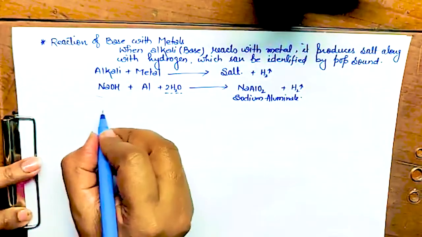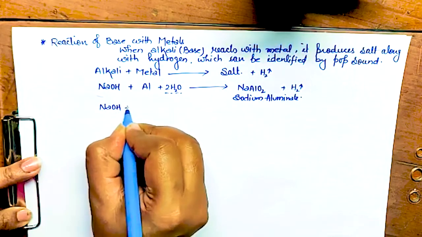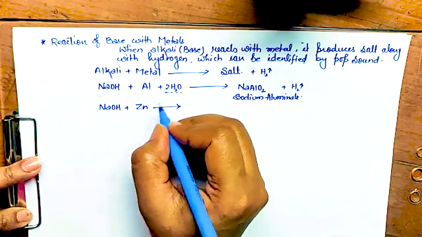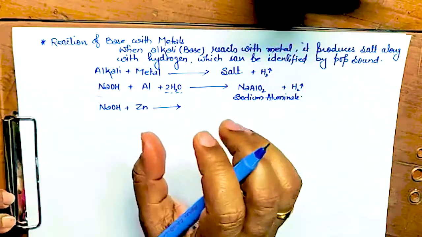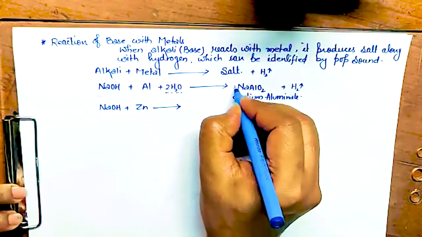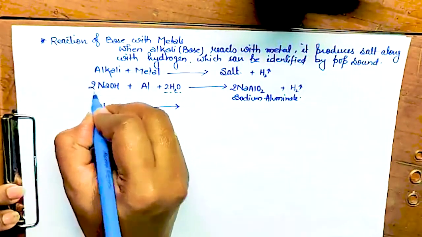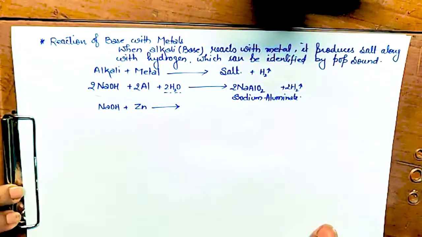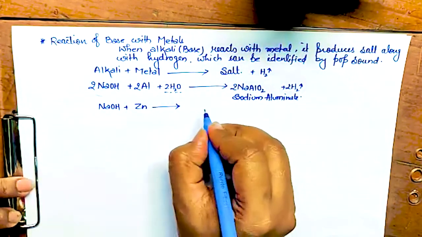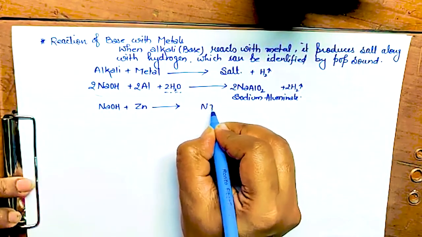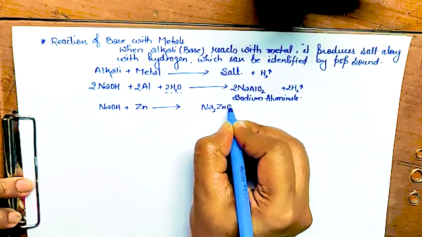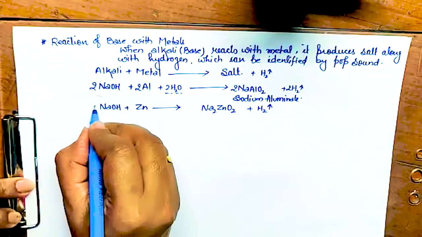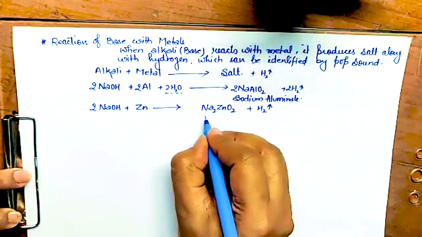Similarly, if NaOH reacts with zinc, it can give you H2, you write it or not, it's up to your wish. Okay, so to balance, I have written 2 over here and 2 over here, so 2 over here also and 2 over here also. This is the balanced equation. So if you do this reaction, it will give you sodium zincate, Na2ZnO2, plus H2. To make it balanced, it needs 2 over here. That's it. This is sodium zincate.